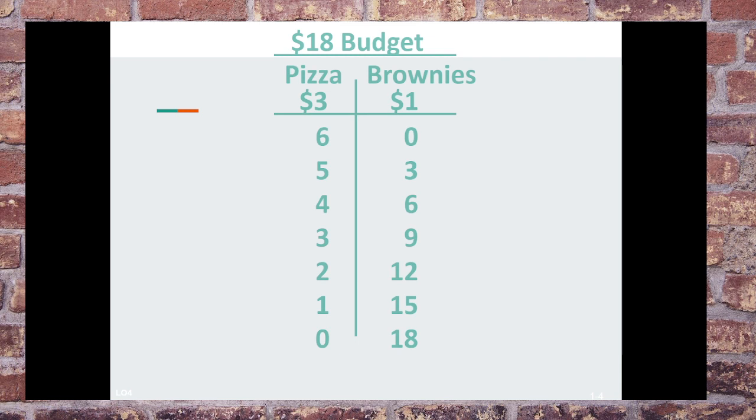All right, so let's bring up the chart. We have two goods. We have brownies and we have pizza. Pizza costs $3 a slice. A brownie costs $1. Right? We have a budget. We have $18 that we can spend on these two goods.